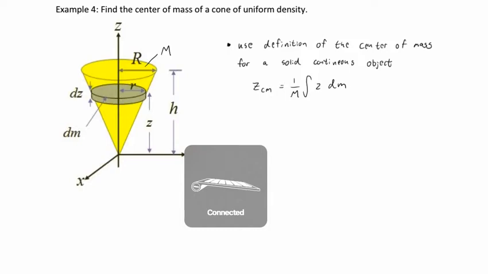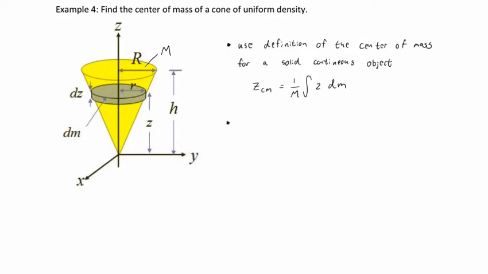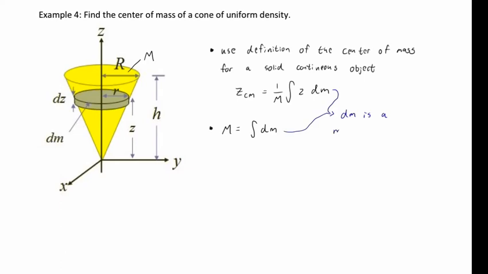Okay, and then the other thing that we will need here, in the symbolic example, and this would also be true of any problem with a non-constant density object, is a second integral, which is just the total mass is just going to be the integral of dm. Okay, and in both cases, dm here is the mass element.